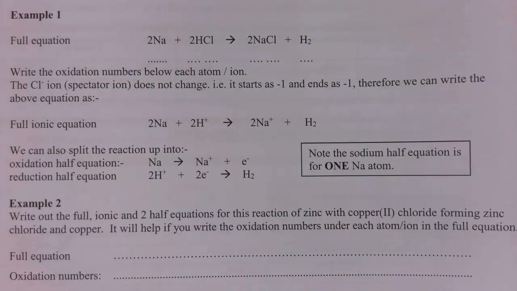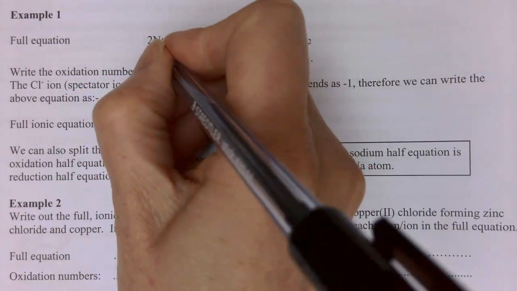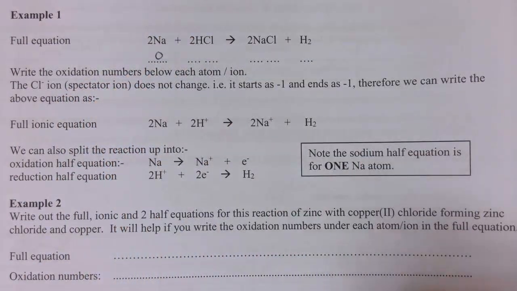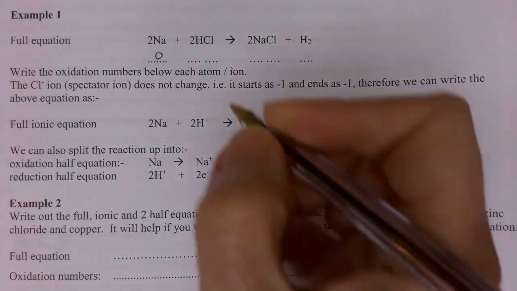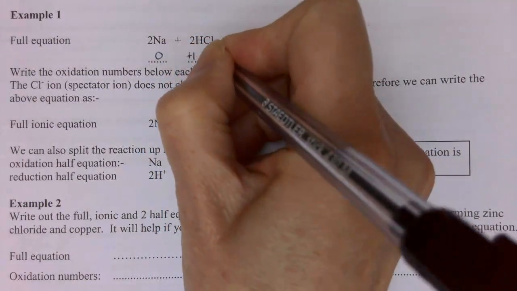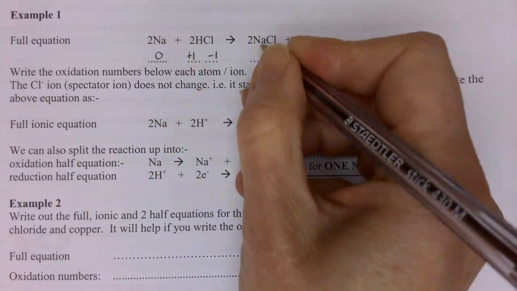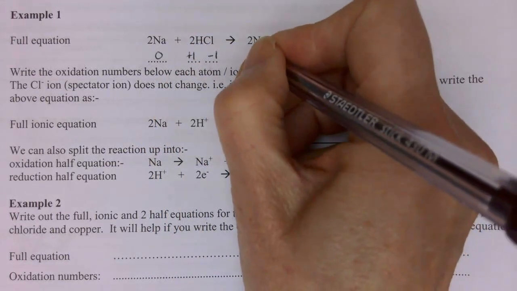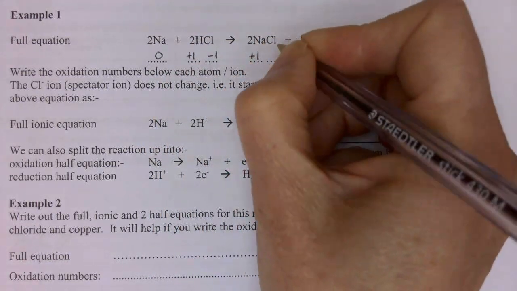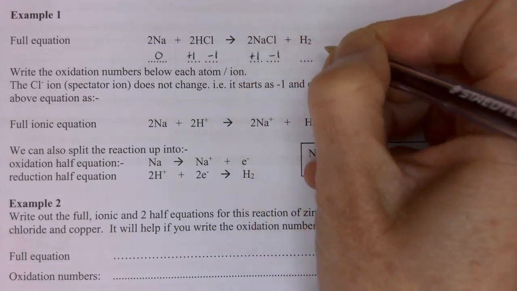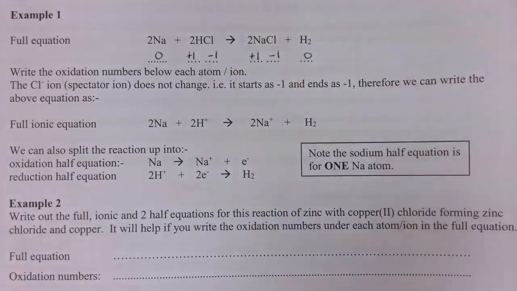So here is my full reaction. Sodium and hydrochloric acid reacting to form sodium chloride and hydrogen. Underneath I'm going to write the oxidation number of each of the atoms or the ions. So sodium, oxidation number 0 because it's an element. Hydrogen is going to be +1, chloride -1. The sodium chloride, well, the sodium is now an ion, it's +1, the chloride is still -1, and the hydrogen, because it's gone to its elemental form, is now 0.